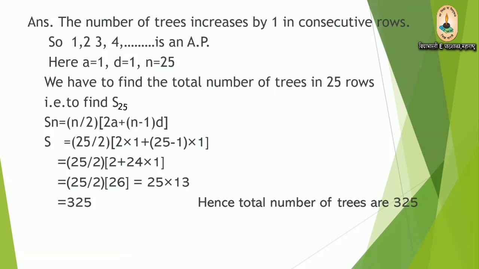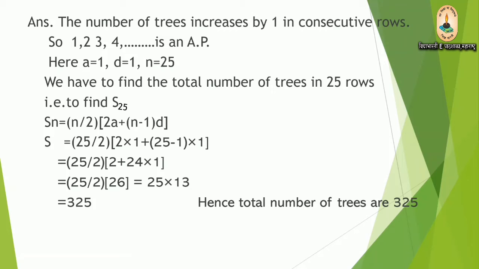Here first term is a equal to 1. Common difference is d equal to 1 and n equals to 25. 25 is the number of rows. We have to find the total number of trees in 25 rows. That is to find S25. First we write the formula for Sn. Sn is the sum of first n terms. Sn is equal to n by 2 in bracket 2a plus n minus 1 into d.